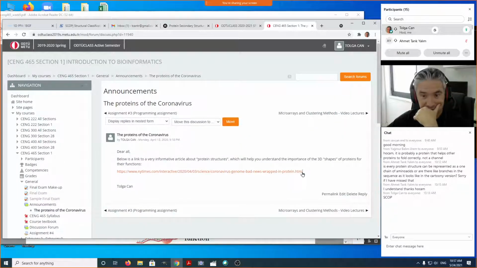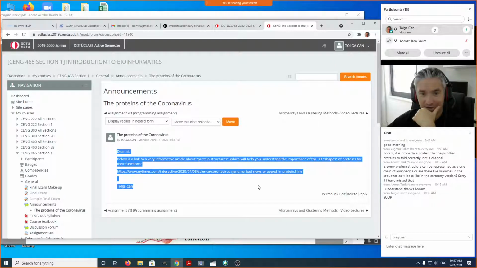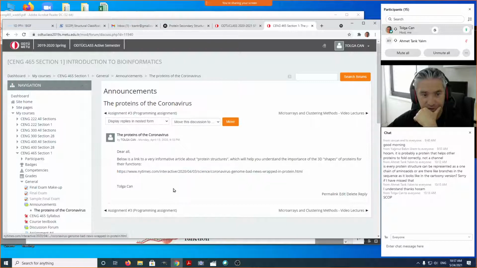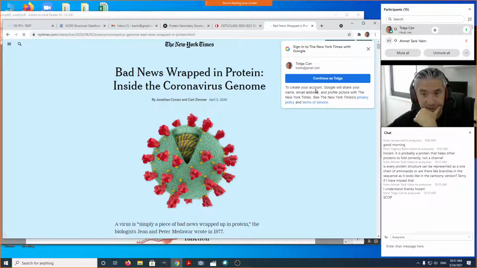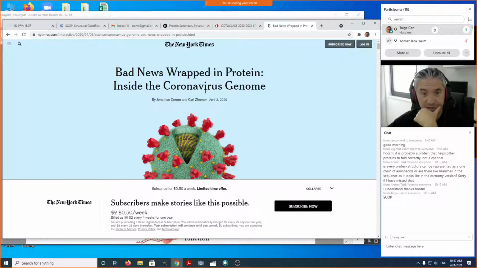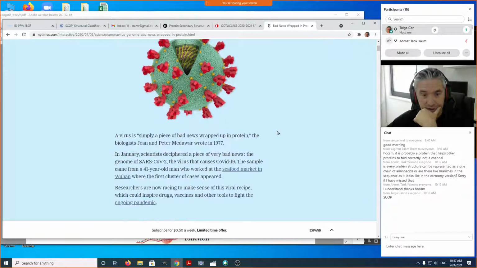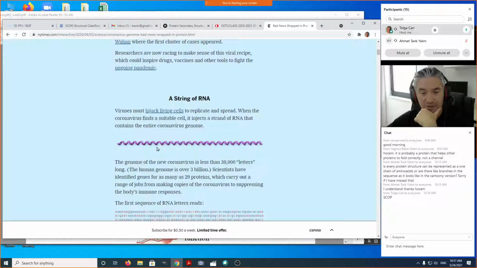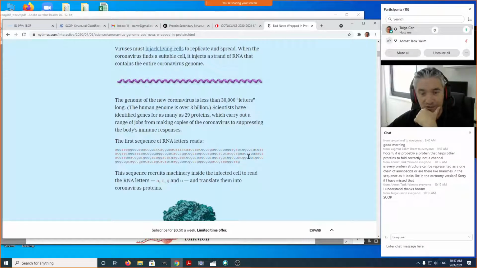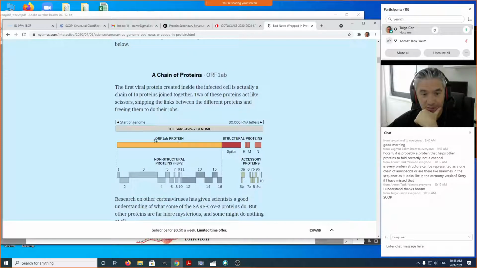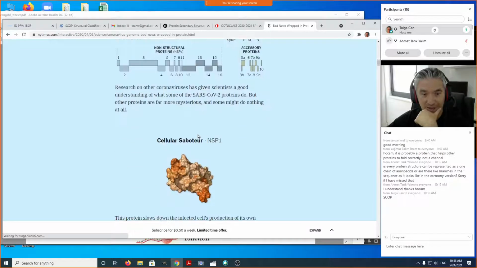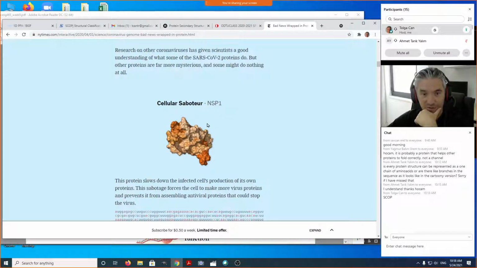So I found it. Look at this. I will make the same announcement on our class announcement page, but I just wanted to show you here now. This was a New York Times article: Bad news wrapped in protein inside the coronavirus genome. If you look at that, the first thing they did was a string of RNA, then the sequence of RNA letter reads, then the chains of proteins. So they looked at which proteins the coronavirus genome makes. One of them is, for example, the cellular saboteur, NSP1.